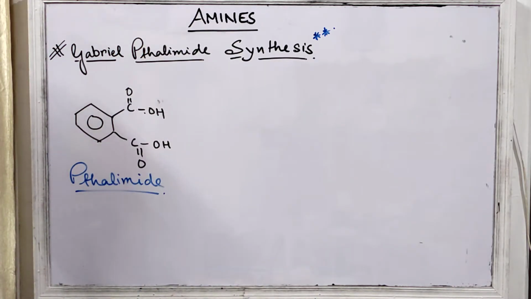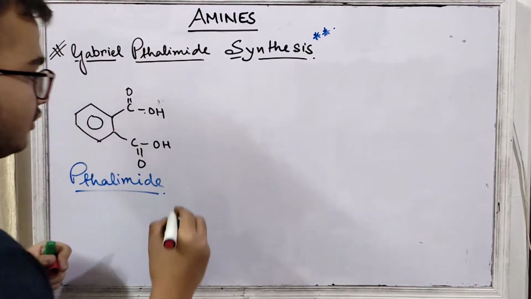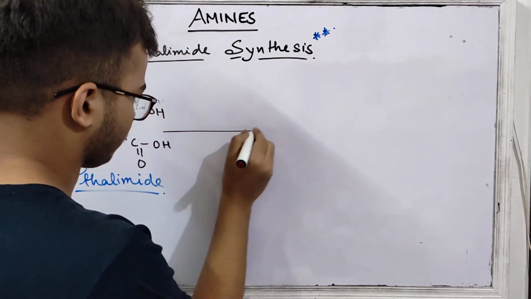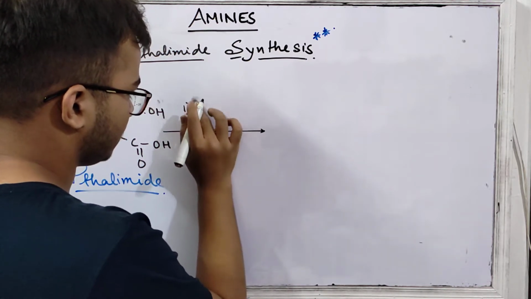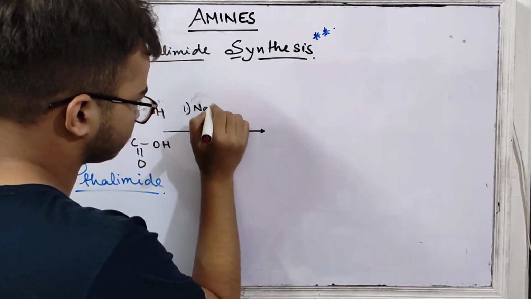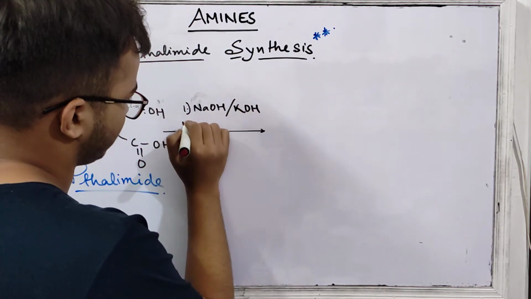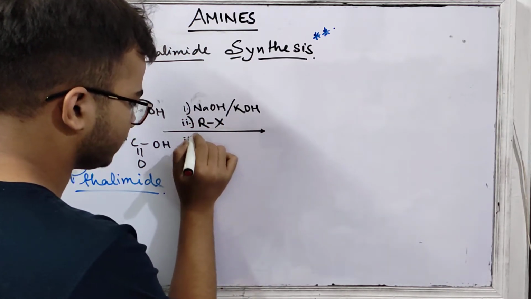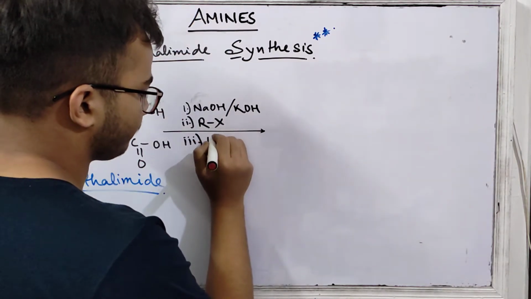Clear? Now, phthalimide, when you treat it with three things. So, what are the three things? First, you have to take a base, which is NaOH, or you can take KOH. Next, you have to take an alkyl halide, which is RX, and the third, you have to take water. Okay, so let's write here.